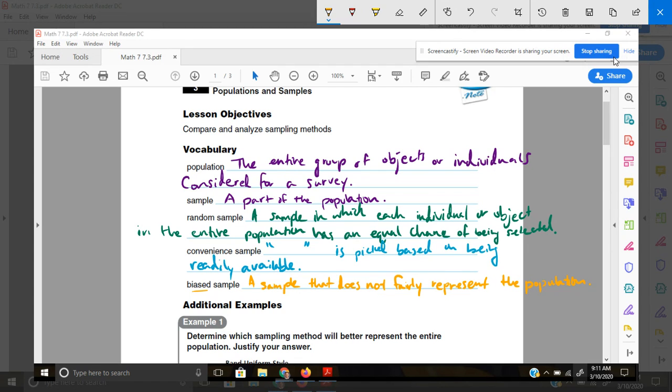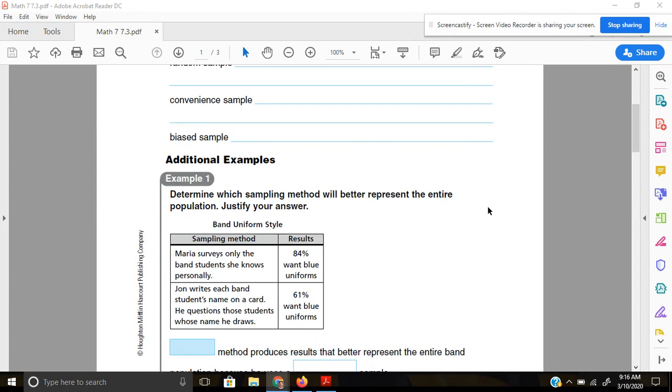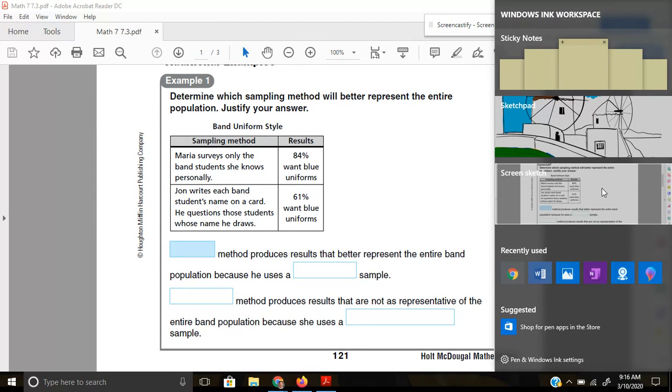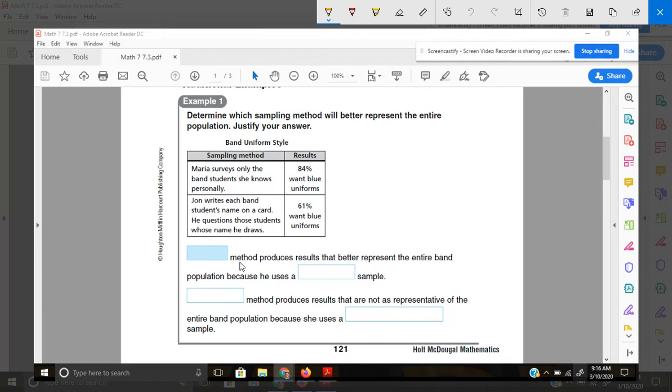All right, after getting some vocab in, let's take a look at a few of these examples and see what types of problems we'll be dealing with today. It says determine which sampling method will better represent the entire population and justify your answer. So what we're talking about is band uniform style, and there's two different sampling methods here.